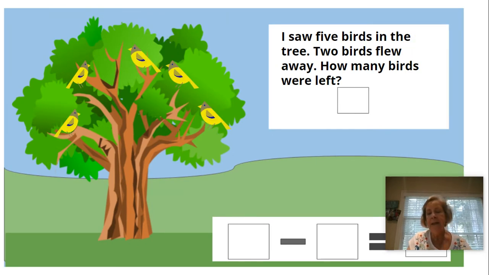This one's a little bit different. There are 5 birds in the tree. 2 birds, oops, there goes one. 2 birds flew away. How many birds are left? Let's do our equation. 5 minus 2 equals 3. There are 3 birds left in the tree.